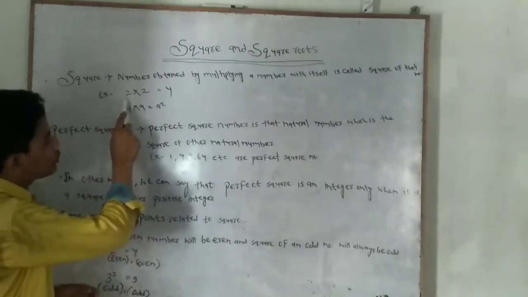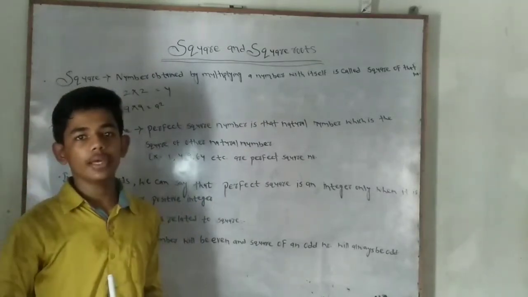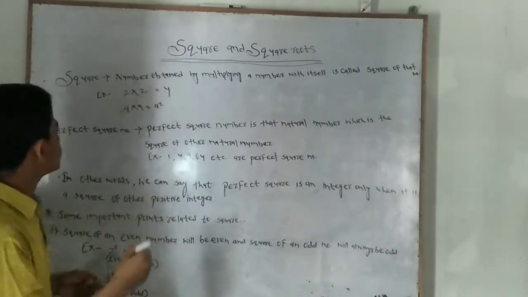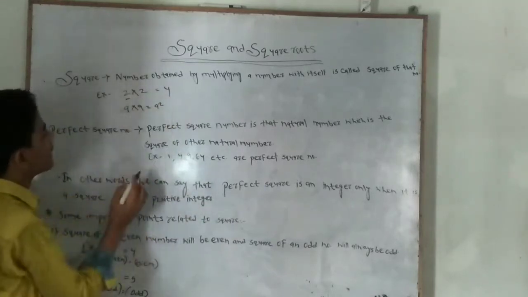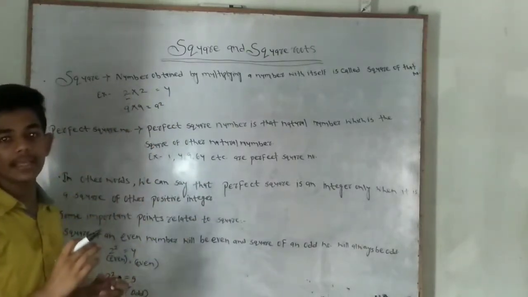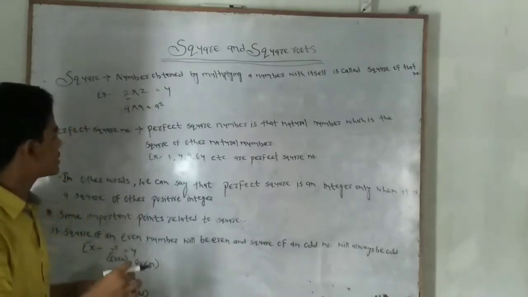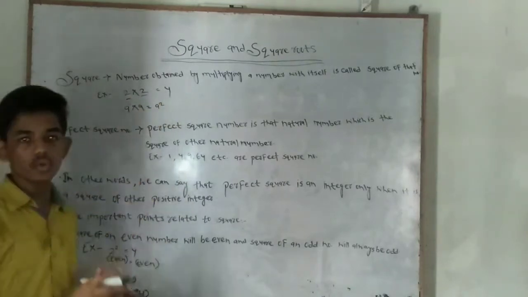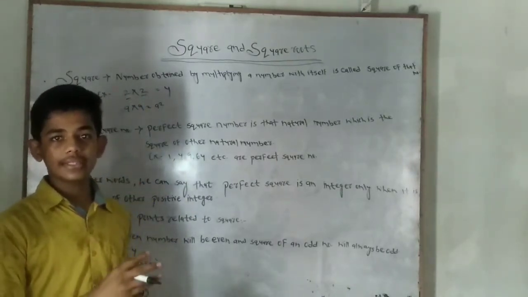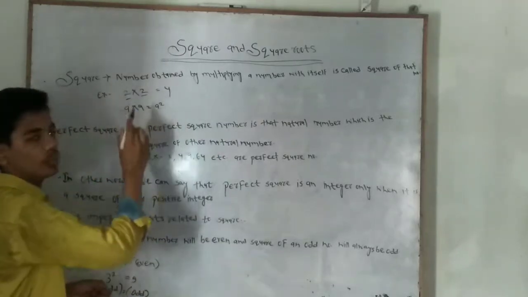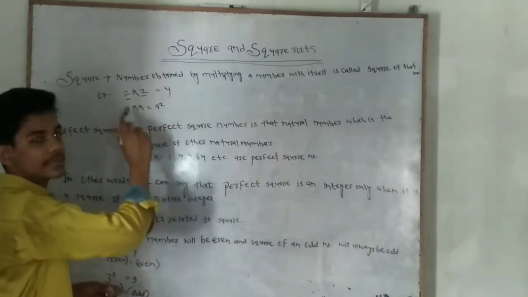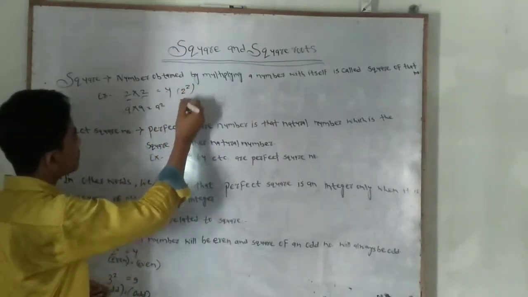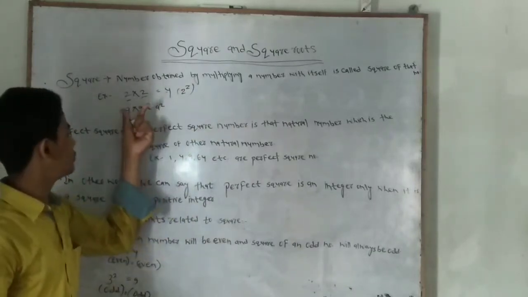Example: suppose the number is 2 and we are asked to find the square of 2. Then what do we have to do? We have to multiply the number by itself. Since the number is 2, we multiply it by 2, because both numbers will be the same, so that the square can be found. 2 into 2 will be 4, or 2 square. So it is the square of 2.